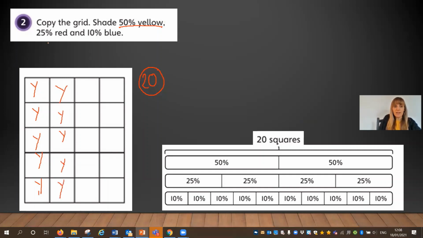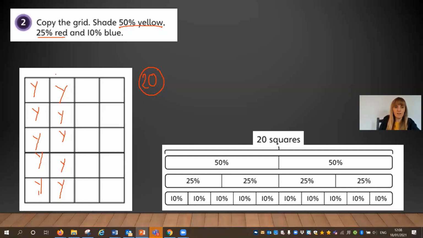Now the next one is saying 25% are red. 25% is a quarter, so we could divide 20 by 4, or we could use the knowledge that 25%, which we can see on this diagram, is half of 50%. So for 50% we shaded 10, so for 25% we're going to shade in 5.